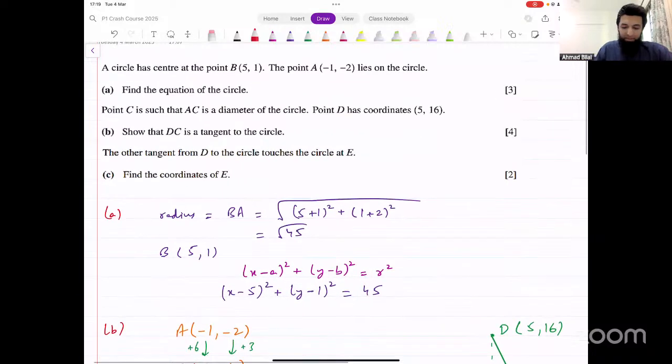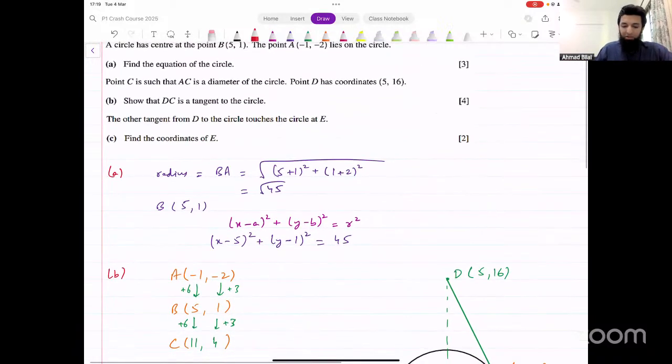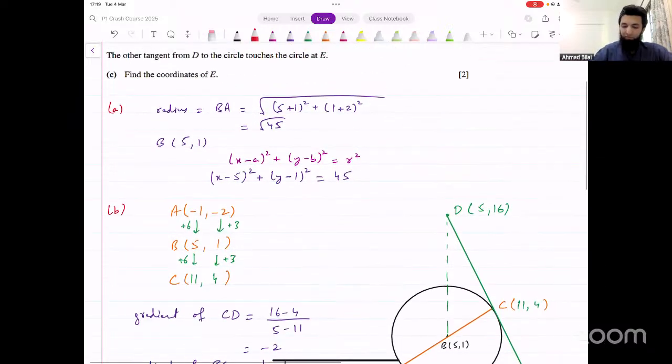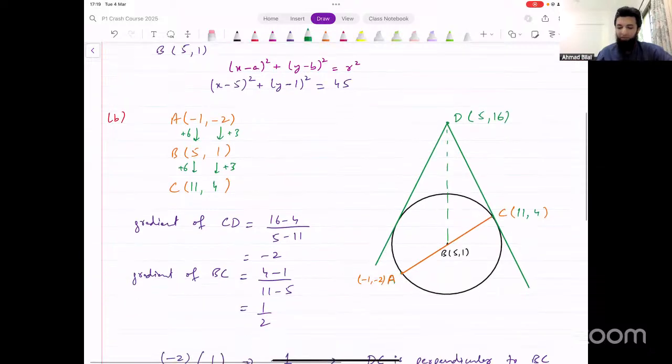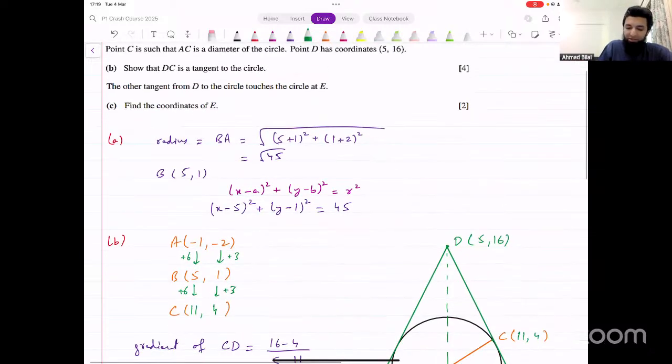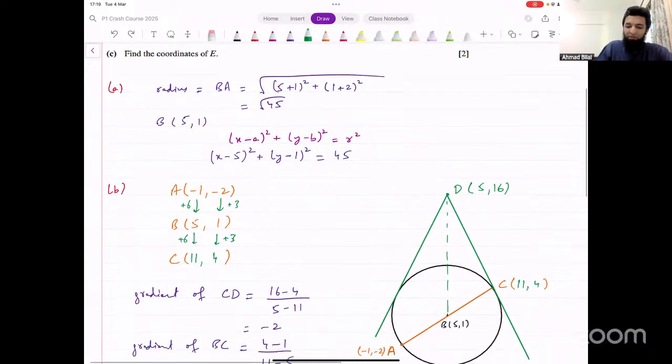It says the other tangent from D to the circle touches the circle at E. Okay, so from D, this is one tangent that we have, DC. We can draw another tangent from D as well. Where would that be? That would be on the other side of the circle, like this. Right? That would be the other tangent. They're saying it touches the circle at the point E. Find the coordinates of the point E.